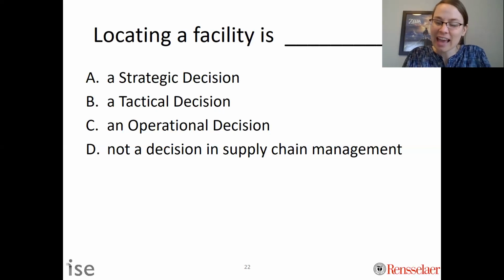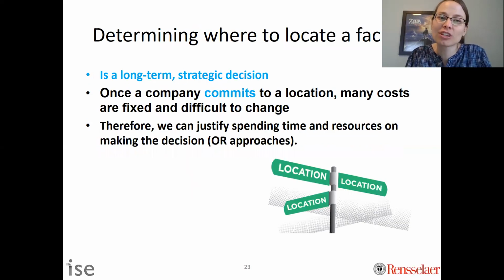I hope you picked a strategic decision. So when you think about locating a facility, it is a strategic decision. Why? Because once you decide where something is located, that is typically a long-term fixed commitment. So if you think about going and saying, I'm going to have a manufacturing facility in Rensselaer County, the amount of financial commitment, the amount of management commitment, et cetera, is long. And so what that means is once I decide where I should locate my facility, many costs that come with supply chains then are fixed and difficult to change.